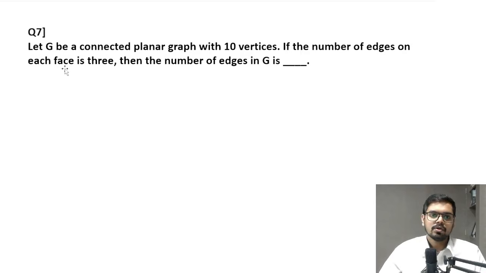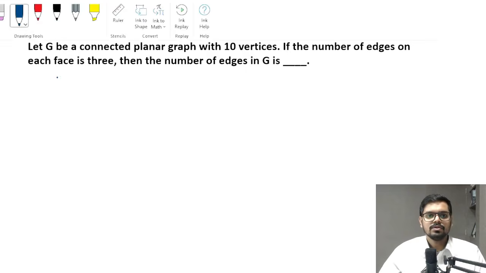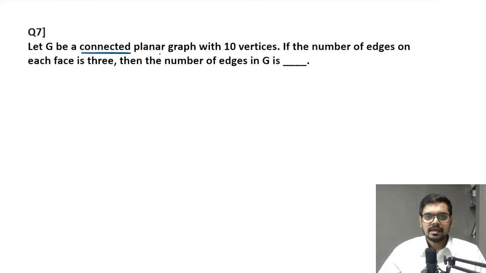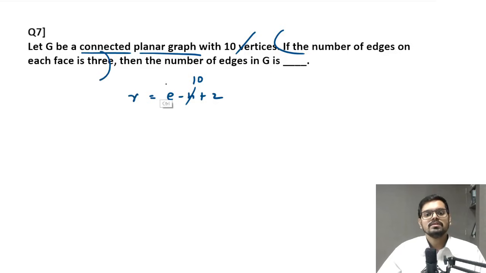If the number of edges on each face is 3, then the number of edges in G is, again, a moderate level question, because they are saying connected and planar graph. Now you can happily say R is equal to E minus N plus 2. Number of vertices is 10, so this is 10. If the number of edges on each face is 3, this thing is given, then the number of edges is what? So instead of R given directly, indirectly they are giving R.